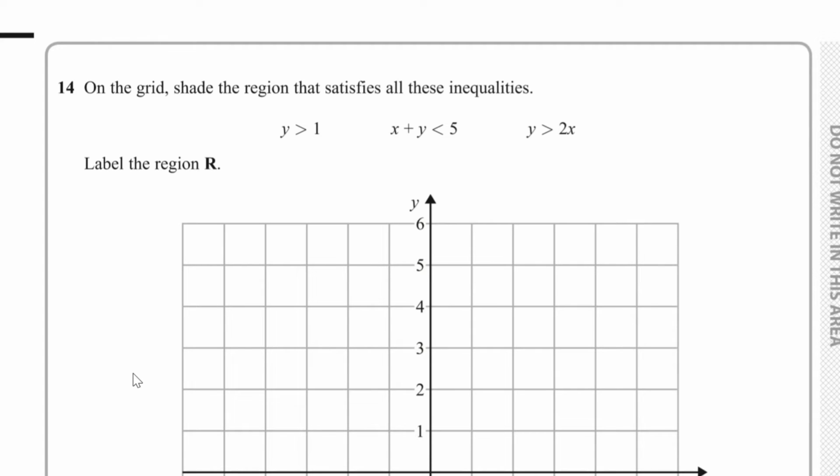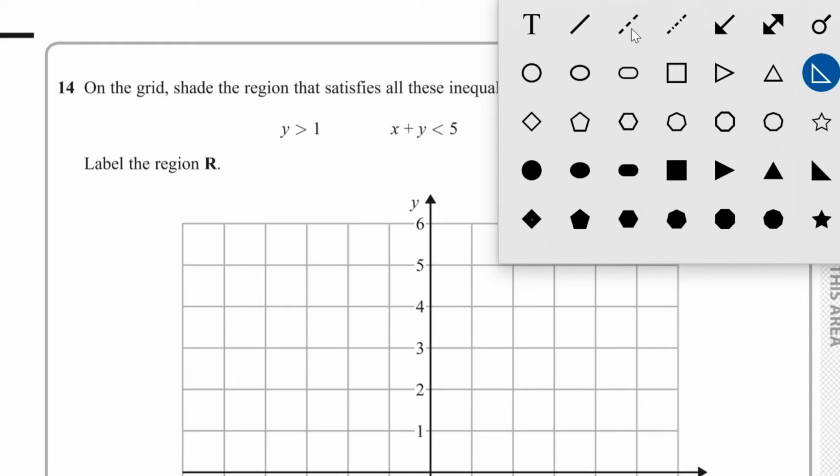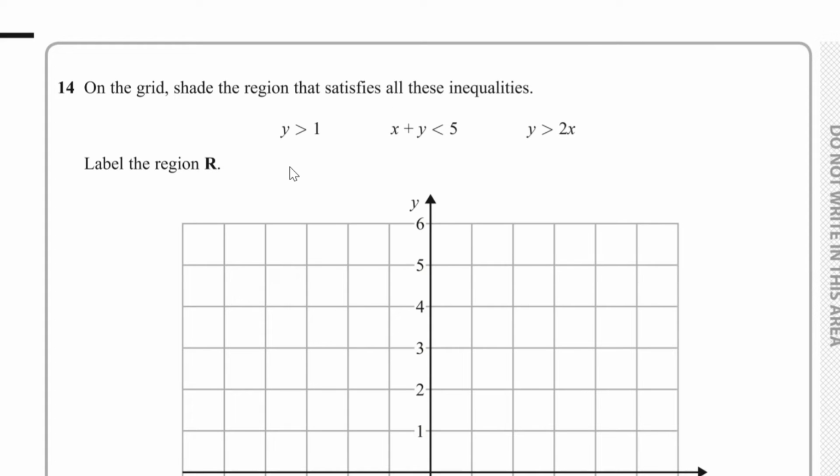Question number 14. We have to shade on the grid the regions that satisfy these inequalities as we see here. So we've got y being greater than 1, x plus y being less than 5, and y being greater than 2x. So what we can do, if we grab a dashed line, and the reason we want a dashed line is because we've got a strict inequality.